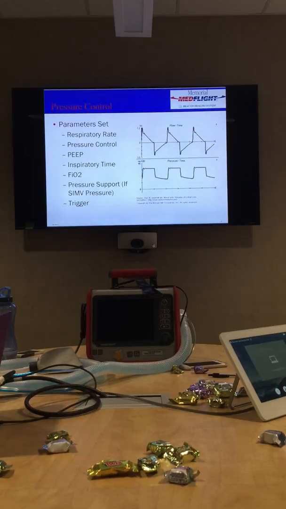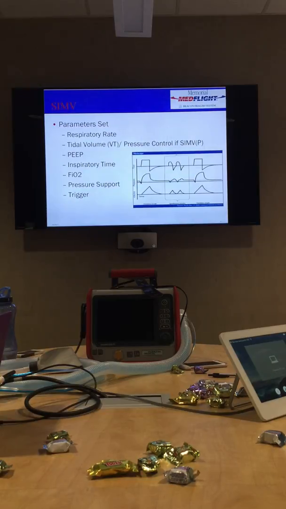For pressure control, we're going to set a pressure, and it's going to be a number above PEEP. So if our PEEP is set at 5 and we set it at 20, it's going to be 25. So once the circuit senses that you've reached that pressure of 25, then it's going to cut off the breath. The problem with this one is that you don't have the same tidal volume every single time. Based on your patient compliance of their lungs, that's going to determine what your tidal volume is going to give you. And the parameters we set with this would be your respiratory rate, your pressure control, PEEP, I time, FiO2, pressure support if you're in SIMV mode, and then your trigger.